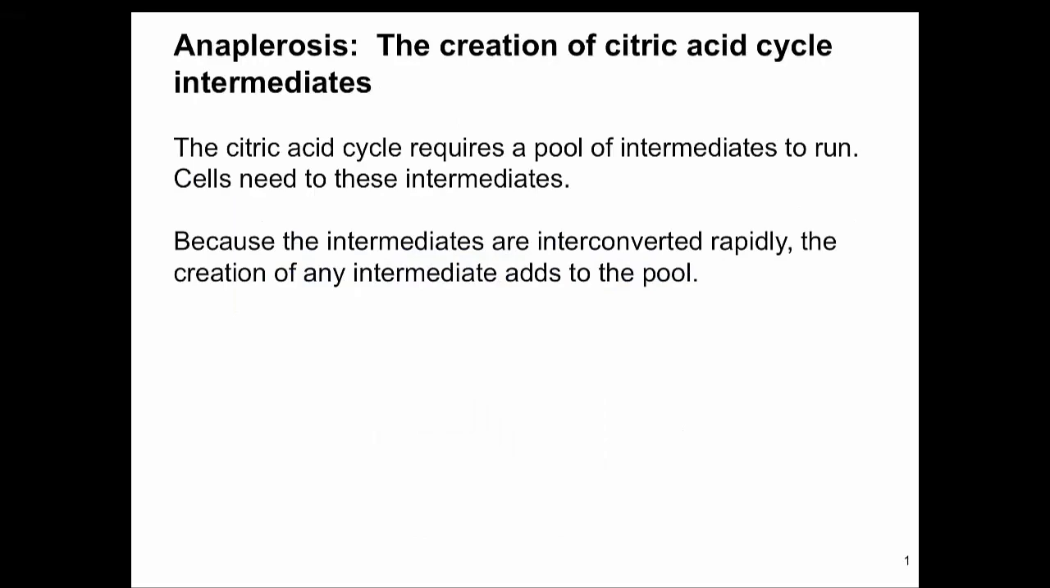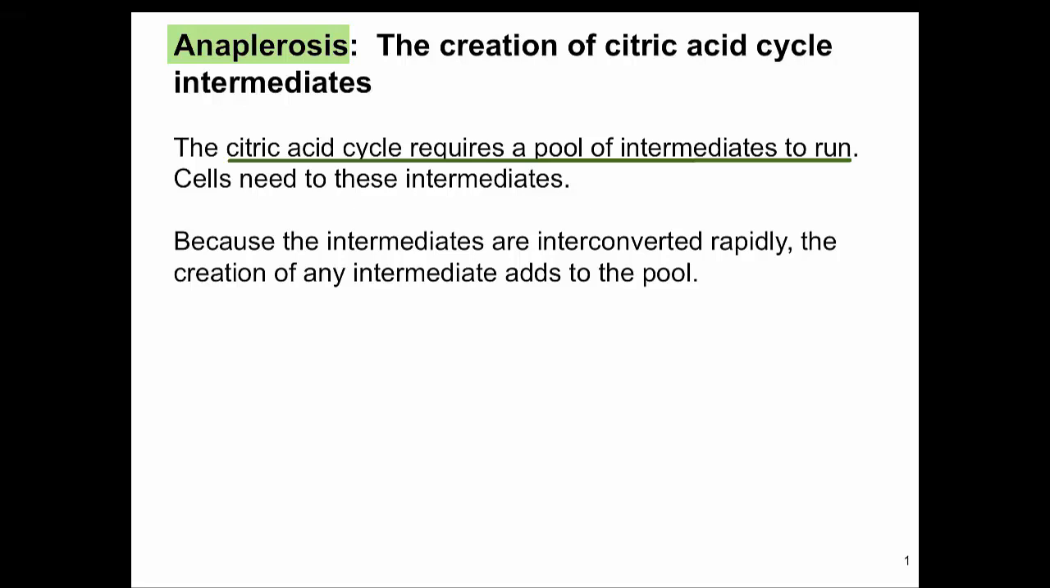This video is about anaplerosis, the creation of citric acid cycle intermediates. Running the cycle requires a pool of intermediates, and although the intermediates are interconverted rapidly during the cycle, there is no net breakdown or synthesis of the total pool of intermediates. However, there are circumstances in which the intermediates need to be created, and this is the process of anaplerosis.